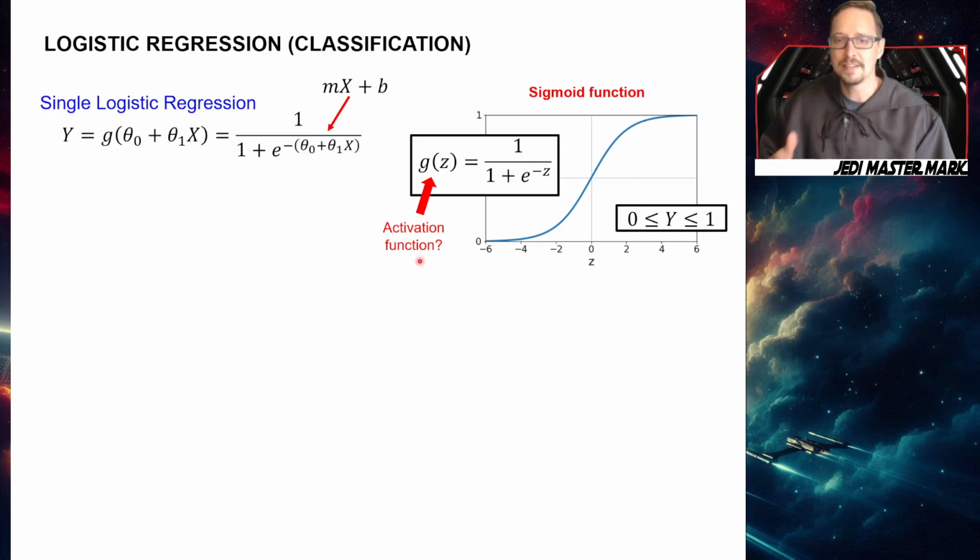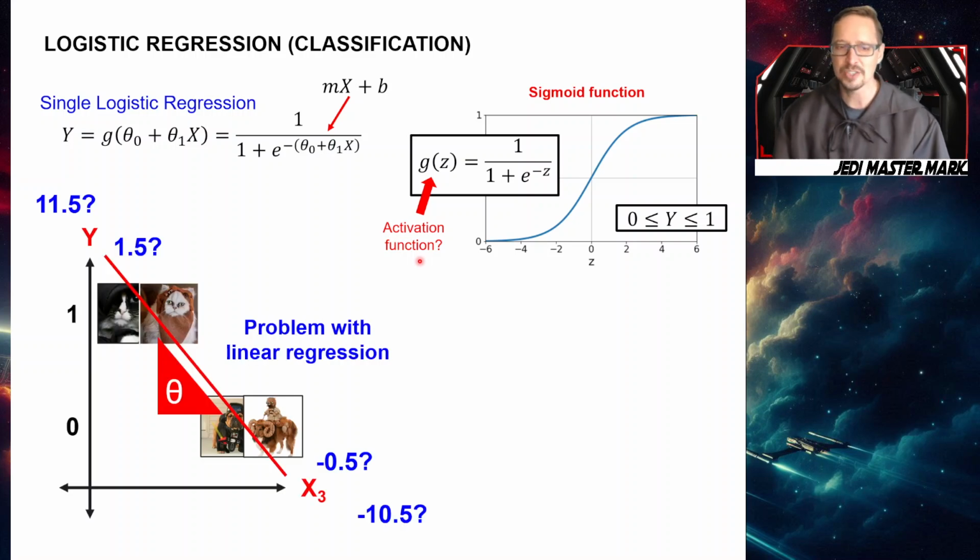This is called the sigmoid function. But when we get into neural networks, you're going to hear a lot of activation function being used. An activation function is a nonlinear function that helps the neural network capture all these complex patterns. And the sigmoid function is an example of one type of activation function.